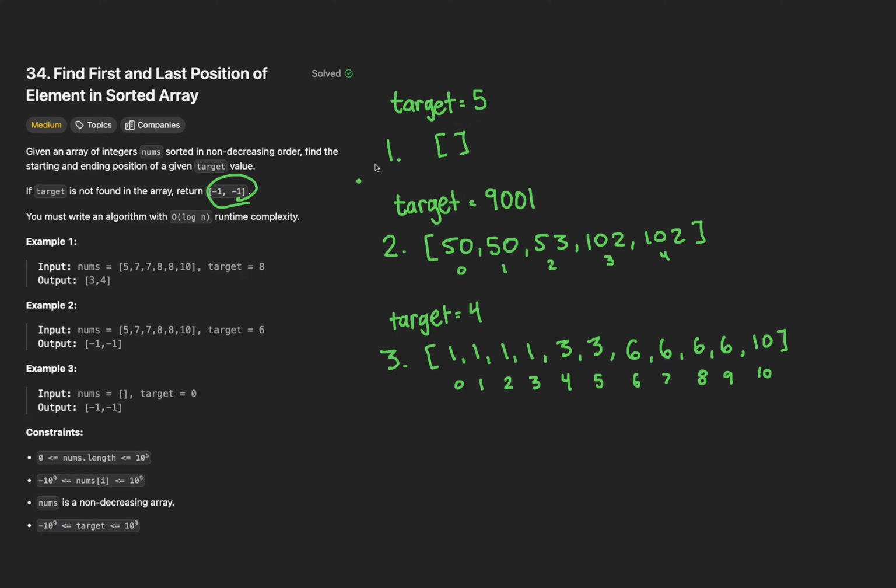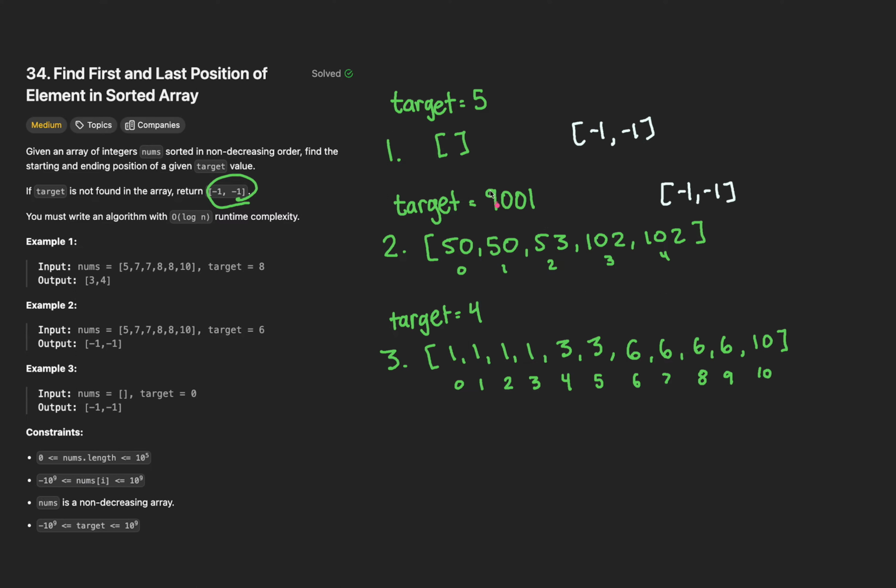Next up, let's take a look at the second example. What if our target is over 9,000 and happens to be larger than all the elements in our vector? We know this to be true because our vector is sorted. Therefore, we can have an easy if statement to check if the target is larger than the last element. If it is, we'll also return -1, -1. 9001 doesn't exist in the vector.